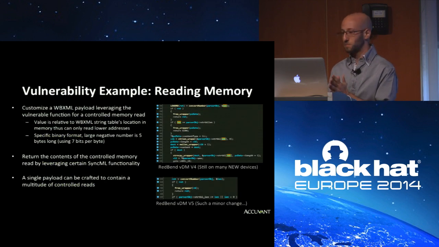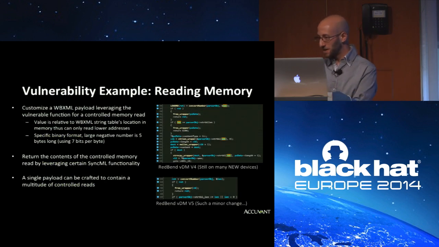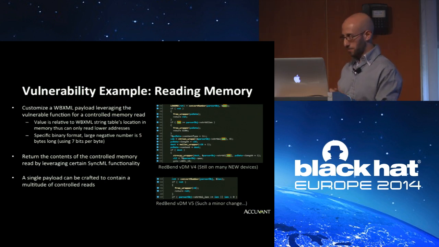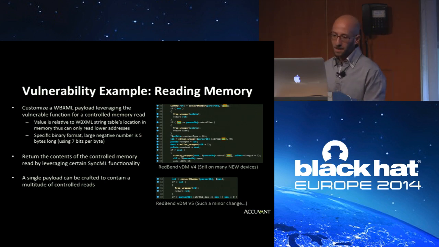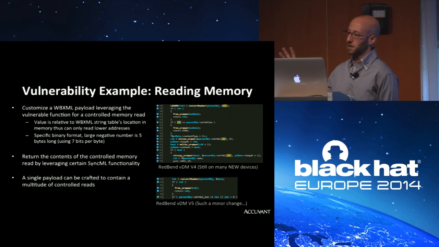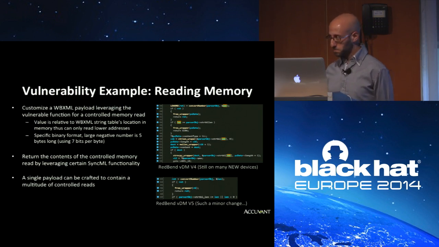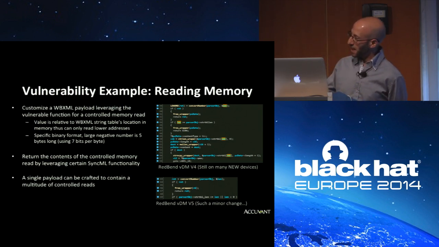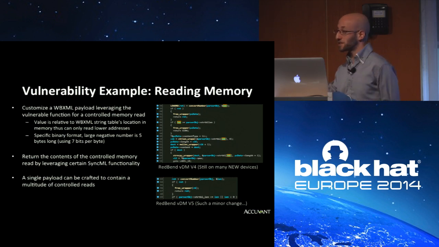I'm going to go into a lovely little example. This is actually probably one of my favorite bugs that we saw. By more or less making a custom WBXML payload, modifying one of the string tables' location, so it's pretty much an integer overflow, you can read backwards in memory. It's seemingly benign, but I think a little bit later you'll understand more.